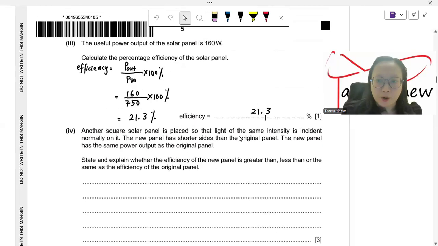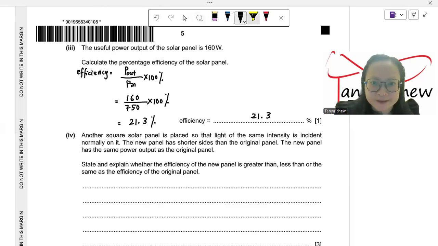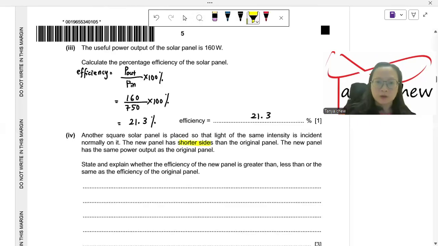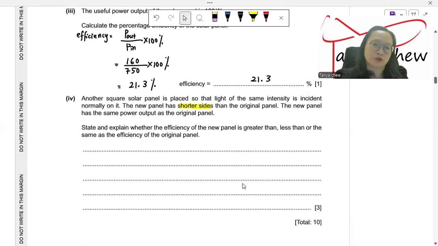Now, the fourth part, another square solar panel is placed so that the light of the same intensity is incident normally on it. The new panel has shorter sides, right? Shorter sides than the original panel. The new panel has the same power output as the original panel. State and explain whether the efficiency of the new panel is greater than, lesser than, or the same as the efficiency of the original panel.